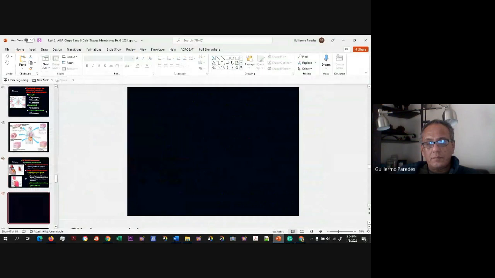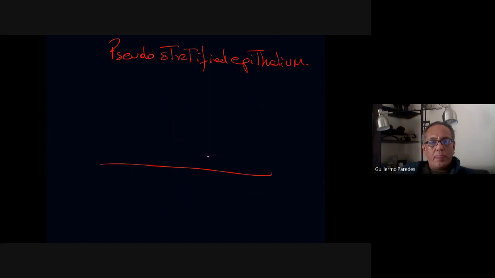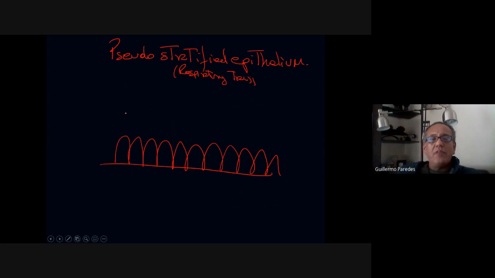Okay, so here we have the pseudo-stratified epithelium. Pseudo means false. That is the one I want you to remember. It is located in the respiratory tract. It is called this because it looks like a pile. Stratified means a pile of things, but it's pseudo, it's false. Why? Because the nuclei are going to be at different levels. It looks like a pile of one over another, but it's not. So that's why it's pseudo-stratified.